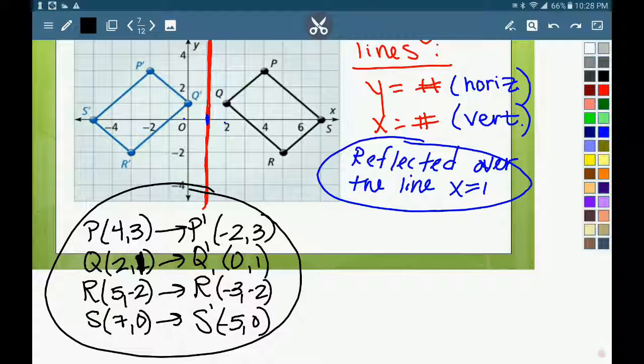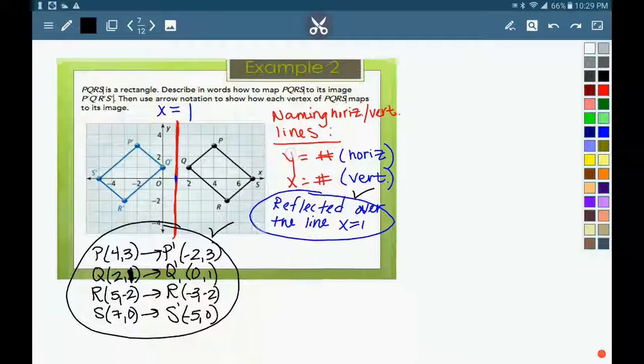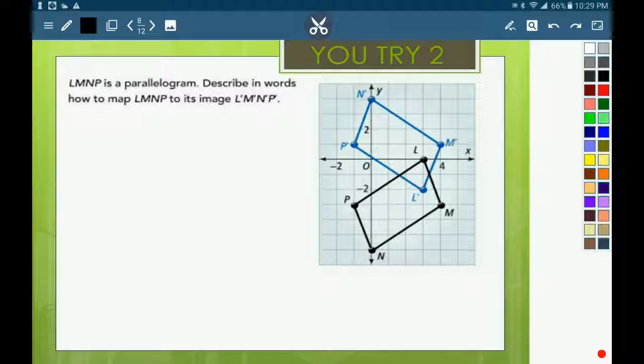That's our arrow notation and then our description. Okay, those are the two parts of the answers we needed for this example. Let's have you give this a try in your second U try. It says LMNP is a parallelogram. Describe in words how to map LMNP to its image L prime, M prime, N prime, P prime.